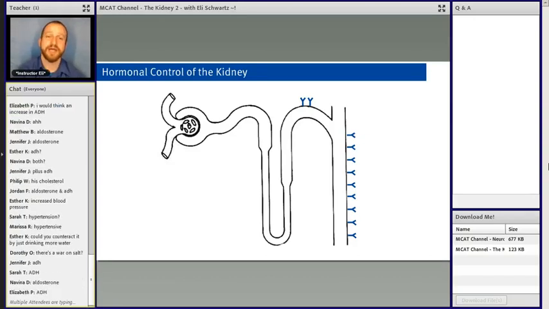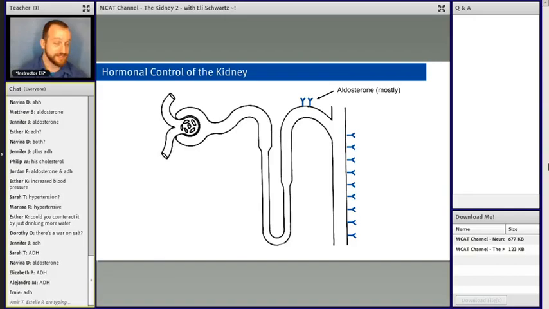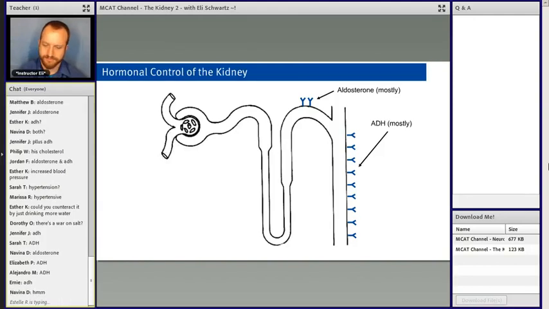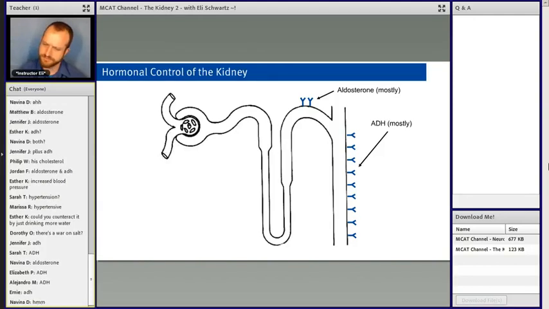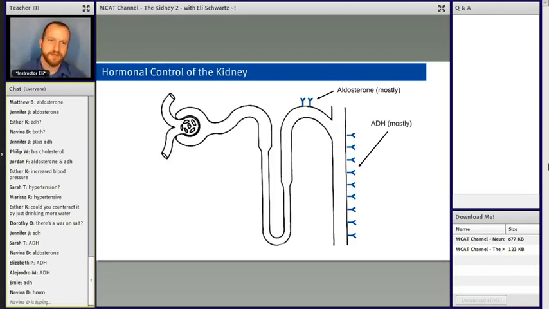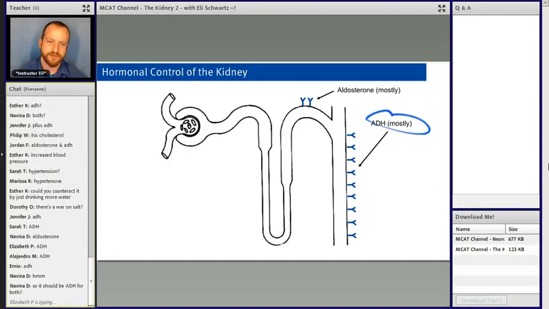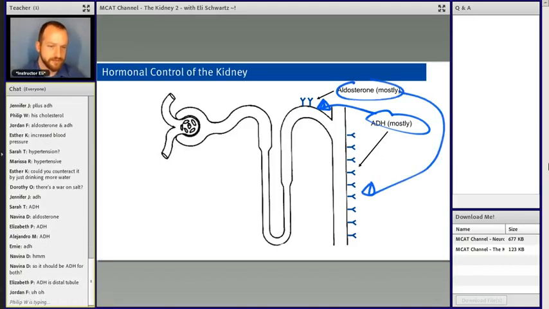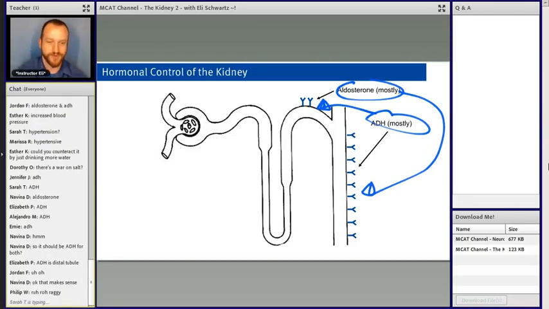It better be our aldosterone mostly. ADH mostly. Again, this is labeled wrong. ADH should be on top. ADH is mostly acting for water uptake here, and aldosterone is acting mostly for salt movement here. ADH is distal tubule. So we were right. We were right. No worries.